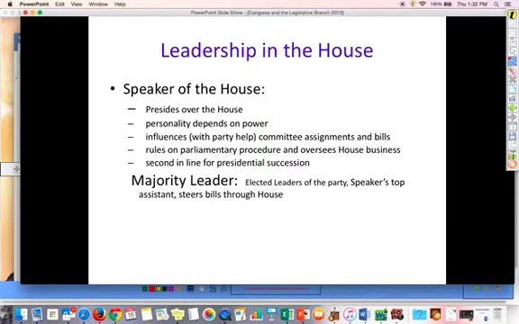Others that help him, the majority leader is also of the majority party. They are elected by their own members in the House, and it's really the Speaker's top assistant. And their main job is to track legislation. They go out and they track it to make sure that it's getting through committee and will get to the floor for debate. So that's really the role of the majority leader.